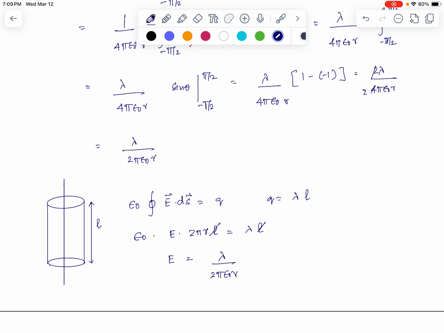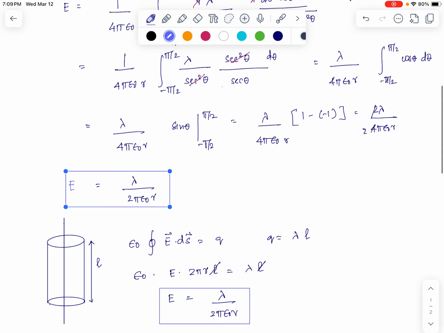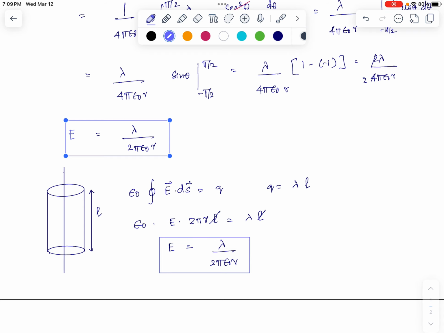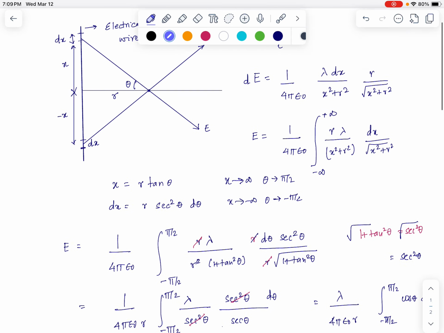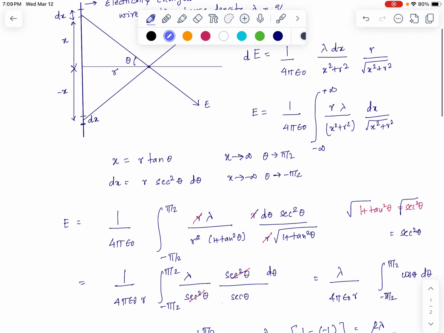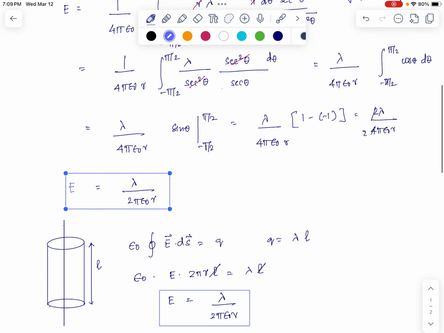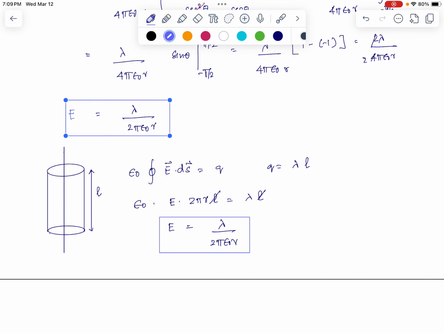So look at this relatively easily obtained result, and look at this same result that we obtained in a much more complex way. This indicates the power of Gauss's law. We don't need to do these relatively complex integrations, the complex mathematics, in order to get the same answer.